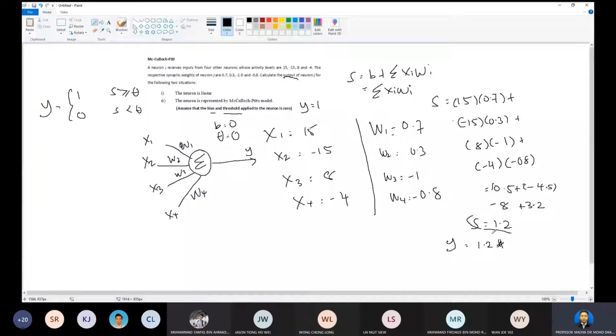So straightforward using this one. This is question number 1, and question number 2 is straightforward: y equals 1 because S is greater than or equal to the threshold. Our threshold is set at 0, and S, which is 1.2, is greater than 0. So the output will be 1. That is the answer for question number 2.